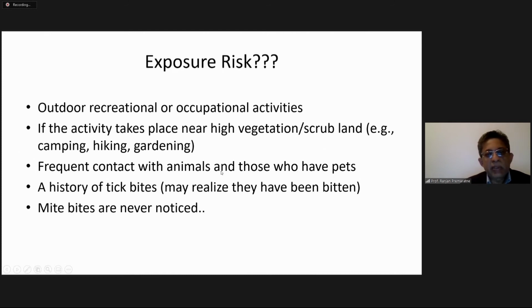Then frequent contact with animals and those who have pets may be important, especially pets like dogs will be important for the spotted fever group because the brown dog tick is the one which is responsible in Sri Lanka. Then historic tick bites, of course, they may realize they had been bitten by ticks because it's quite itchy and painful, and they may remember that they removed these ticks. But mite bites, I have never seen a patient who has recalled a mite bite. It's very, very painless.